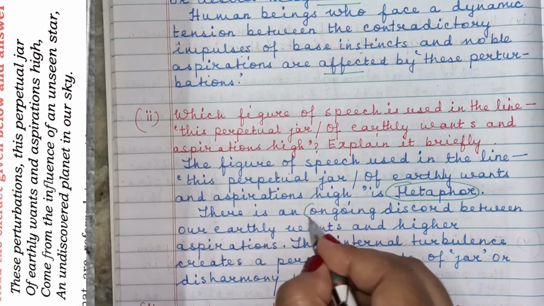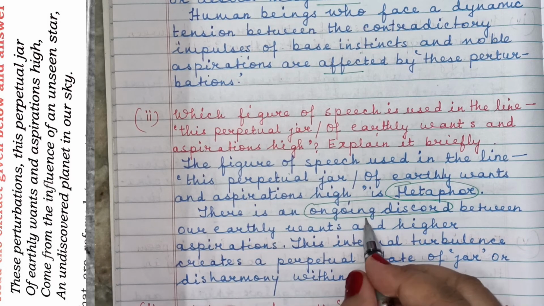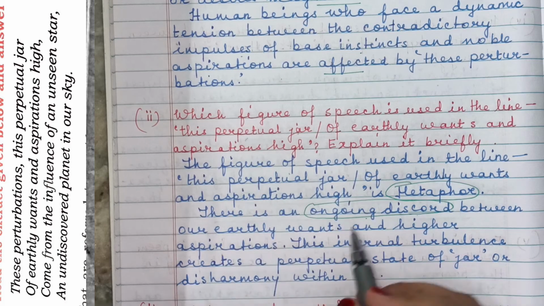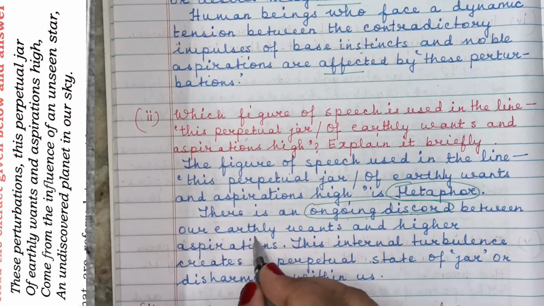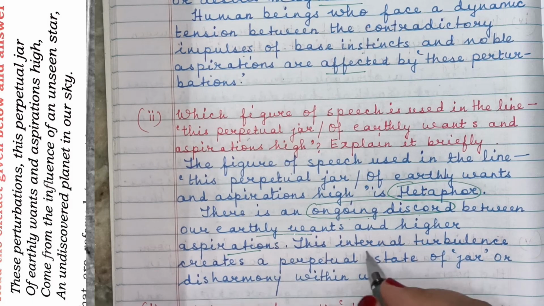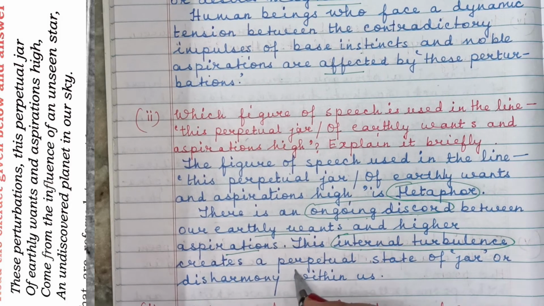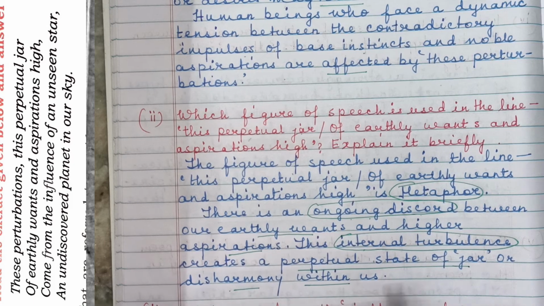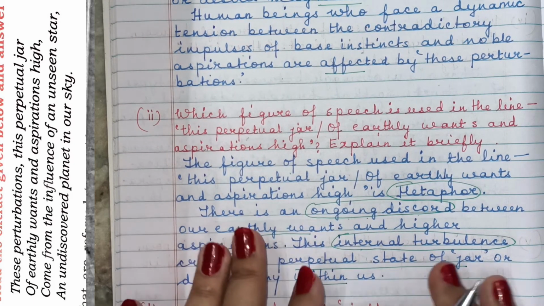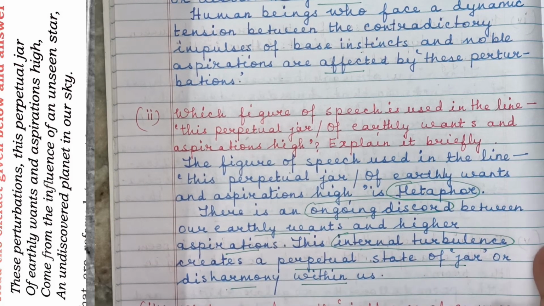There is an ongoing discord. What is the meaning of jarring? Jarring note means a harsh note. Ongoing discord, perpetual jar means ongoing, continuous discord, disharmony between our earthly wants and higher aspirations. This internal turbulence creates a perpetual state of jar or disharmony within us. So this is the metaphor: jarring sound and the state of internal turbulence.